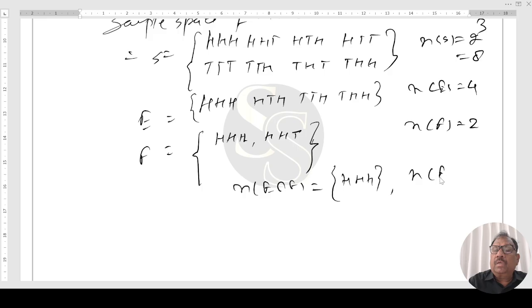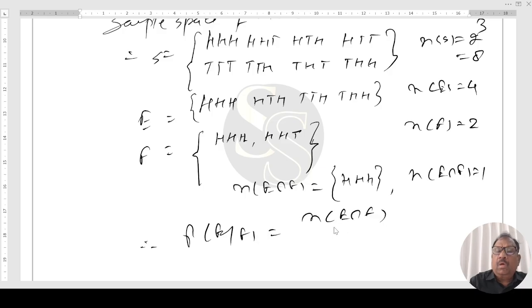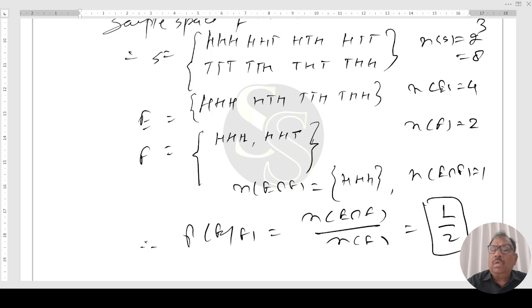That is N(E ∩ F) equal to 1. Therefore, P(E/F) equal to N(E ∩ F) over N(F). N(E ∩ F) is 1 divided by 2. This is the answer. Right? Now second part.